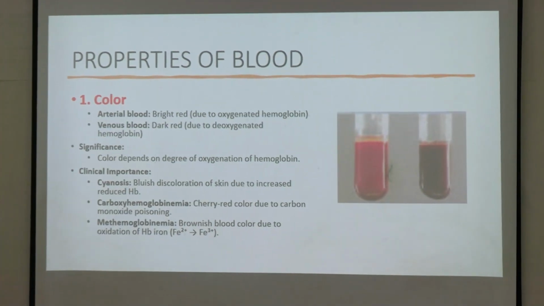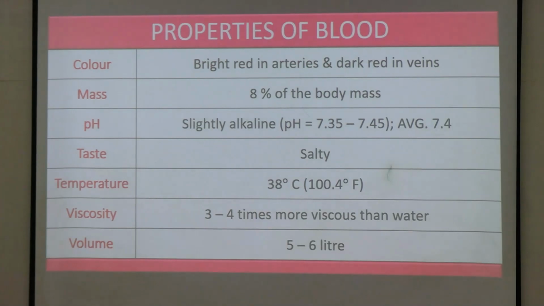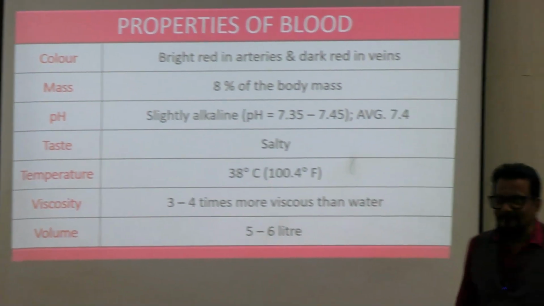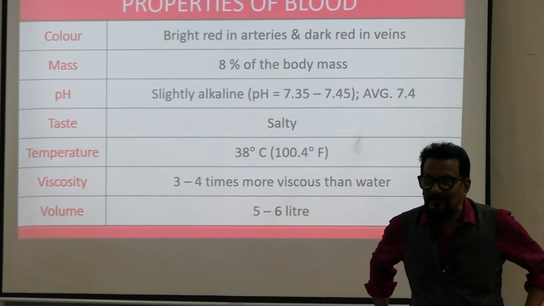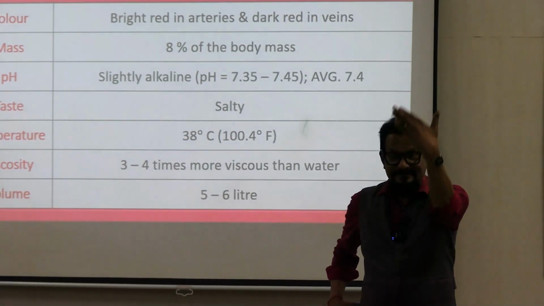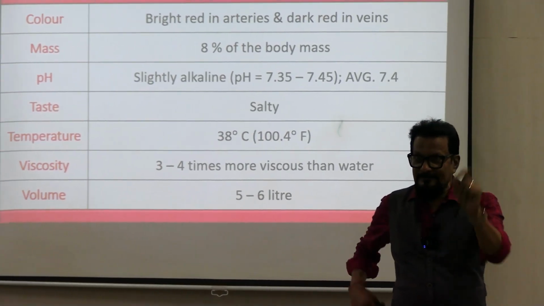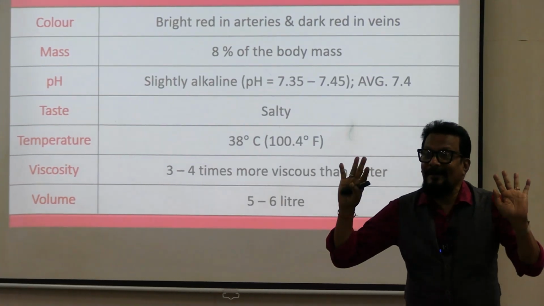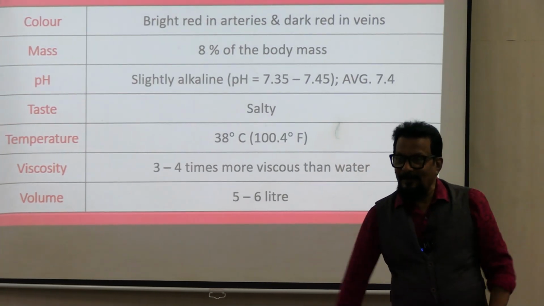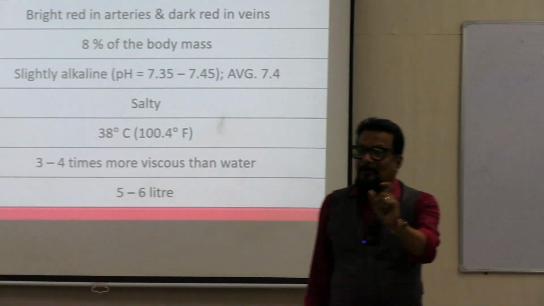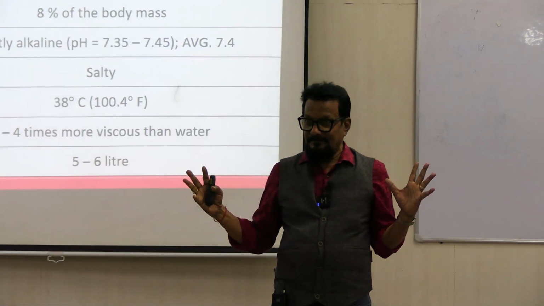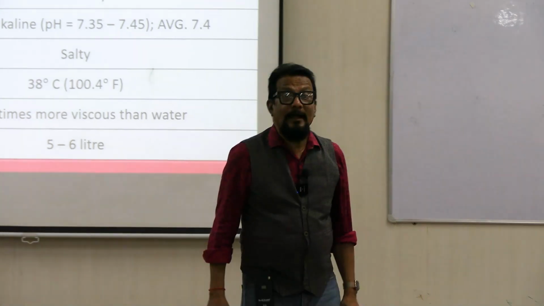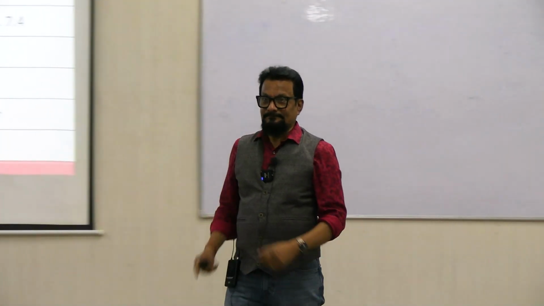First is color of the blood. Who can tell me what is the color of the blood? Sir, red. Then how can you differentiate blood of arteries and blood of vein by seeing the blood? The color, intensity of the color. The arterial blood will be bright red and the venous blood will be dark red. Why? What is the reason?